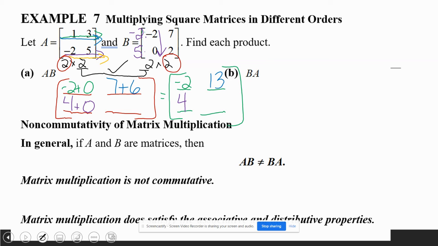Still have that bottom row, so now we have to multiply it by the second column over here, negative 2 and 5. 7 times negative 2 is negative 14. 2 times 5 is 10. Negative 14 plus 10 is negative 4. This is our answer matrix, and that part's finished.